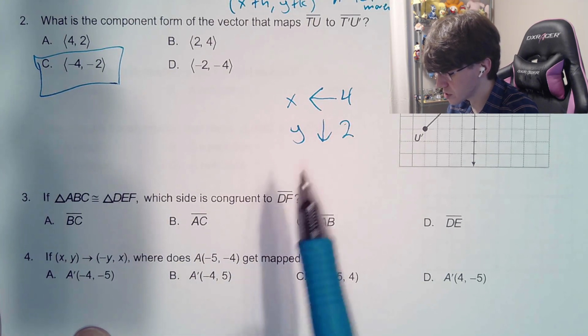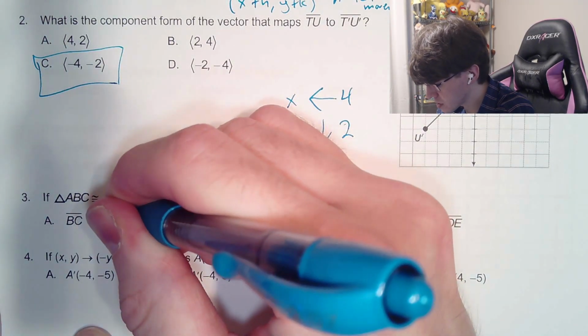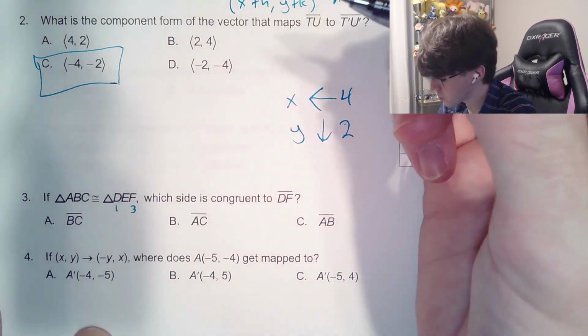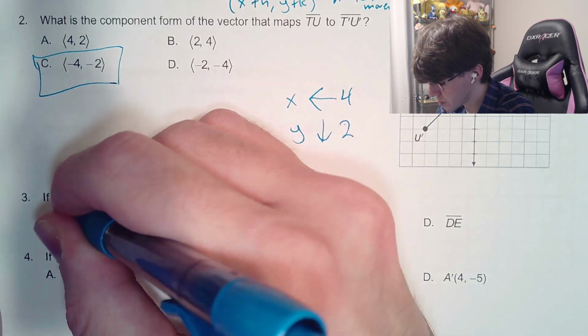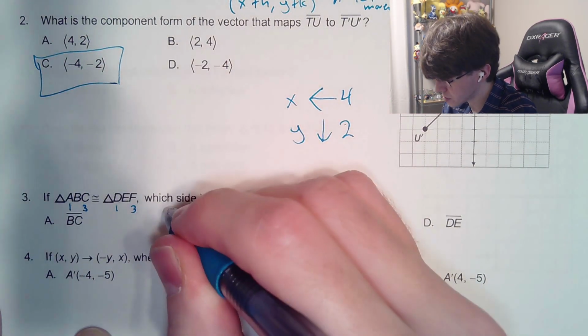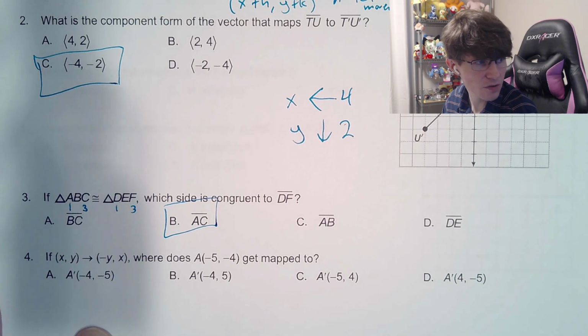Which side is congruent to DF? So DF is in position 1 and position 3 here. So likewise, for our other one is going to be A and C. So we're looking for either AC or CA. Looks like letter B is correct.